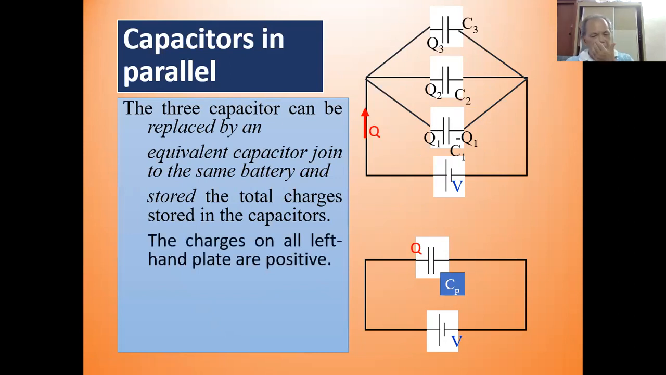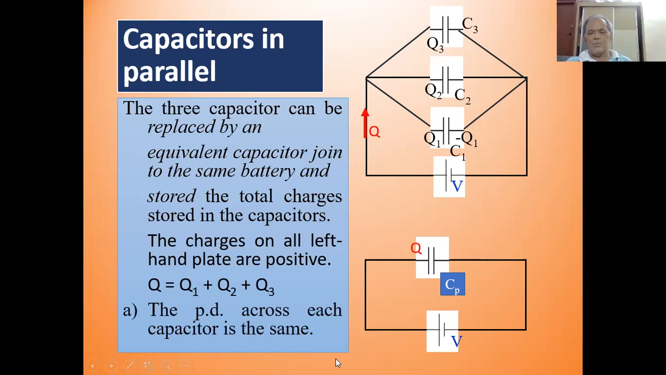So on the left hand plate, here will be plus Q, and the other side will be minus Q. Right? So that charge there equals Q1 plus Q2 plus Q3, because Q is your source.